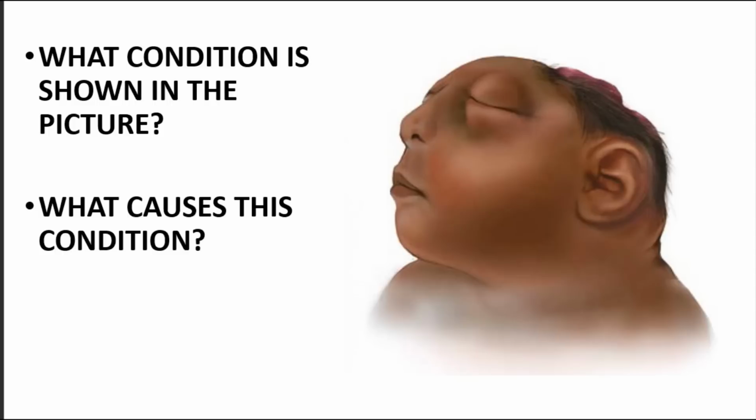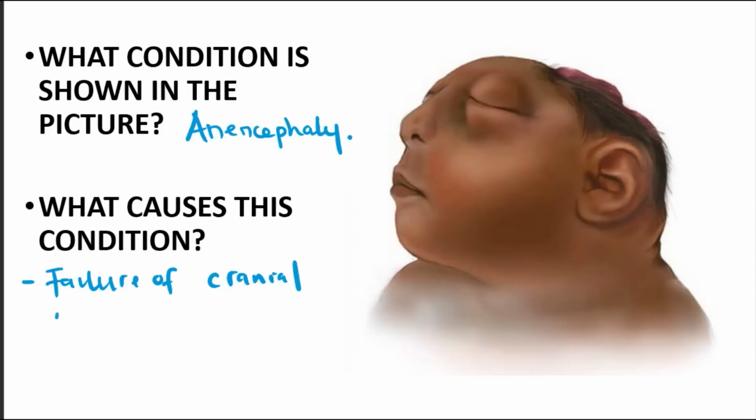What is the condition that is shown? This condition is called anencephaly. What causes this? Failure of cranial neuropore closure. So failure of the neuropore to close causes anencephaly.